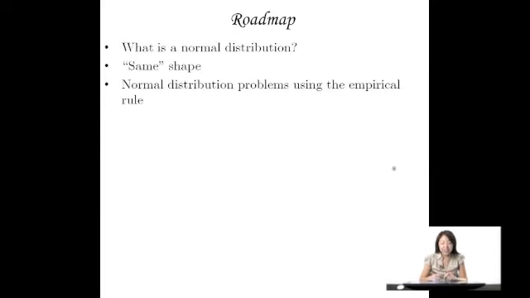All right, so first let's talk about what a normal distribution actually is. And we're going to distinguish it from what we've been talking about before when a distribution looks normally shaped. A normal distribution is an entirely different thing. We're also going to talk about how there are lots and lots of normal distributions, yet they all have the same shape, and what that really means. Then we're going to talk about some normal distribution problems, but only problems that use what's called the empirical rule.